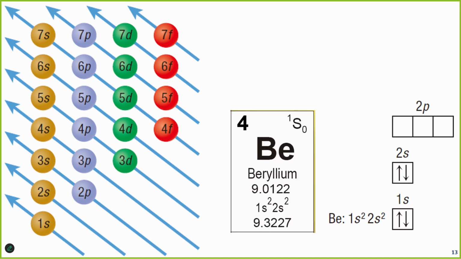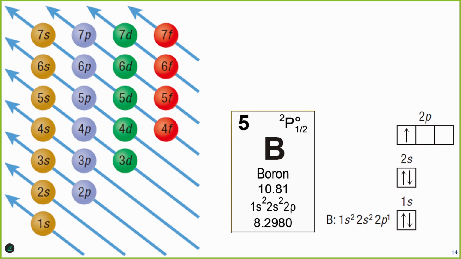And the atom of the next element, beryllium, has 4 electrons, which occupy the 1s and 2s orbitals, which is illustrated here. And the next one is boron. The boron atom has 5 electrons, 4 of which occupy the 1s and 2s orbitals. Then the 5th electron goes into the 2nd type of orbital with n equals 2, namely the 2p orbital.